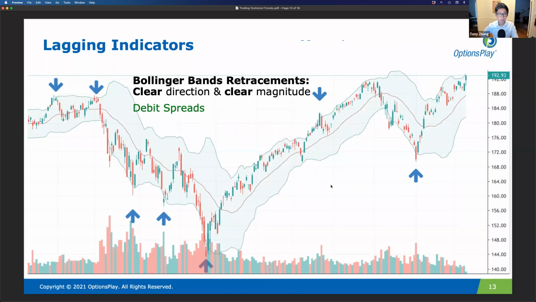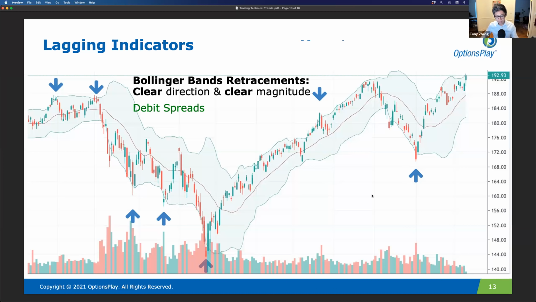Perfect. Okay, so there is one variation of moving averages that you can use, which is Bollinger Bands, that do provide not only a clear sense of direction, but also a clear sense for magnitude. And Bollinger Bands are used in a different method. It's used as a mean reversion strategy. So a Bollinger Band is basically the 2 standard deviations of the 20-period moving average.